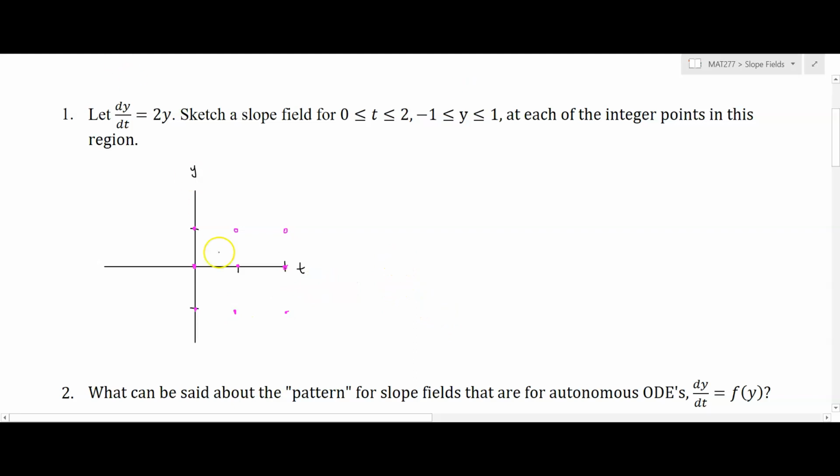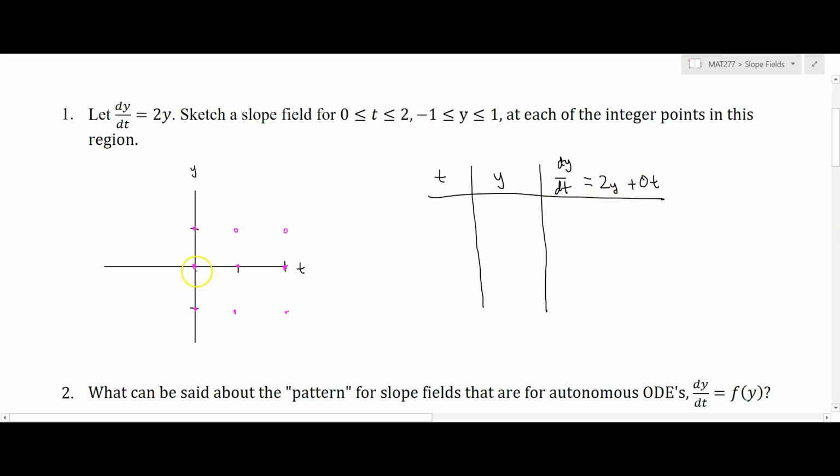To figure out what the slopes are at each of these 9 points, it might be helpful to first create a table. At every ordered pair, I want to consider the t and the y, and then calculate dy/dt. At first sight, this equation does not have t in it, which can be confusing, but if you write it as 2y plus 0t, the observation is that t simply does not contribute to the value of the slope. It is there, just invisible, and since it gets multiplied by 0, it does not matter what the value of t is in this equation.